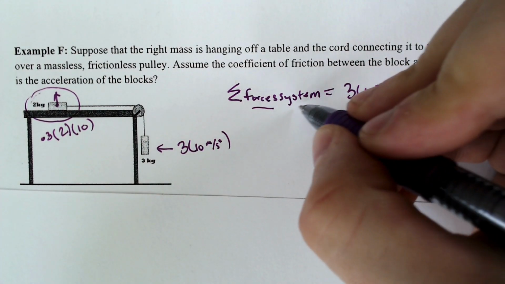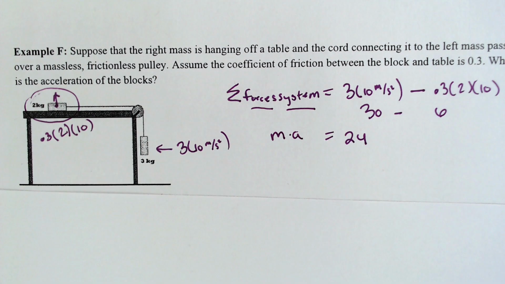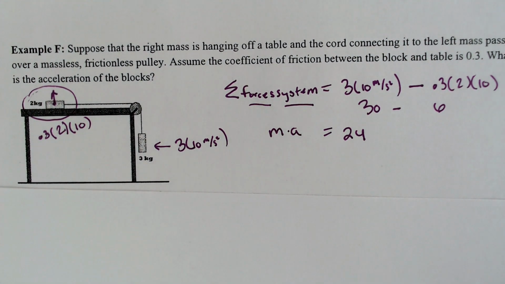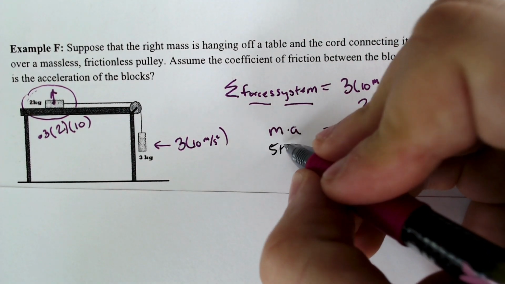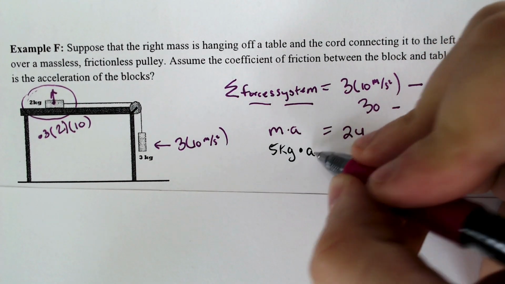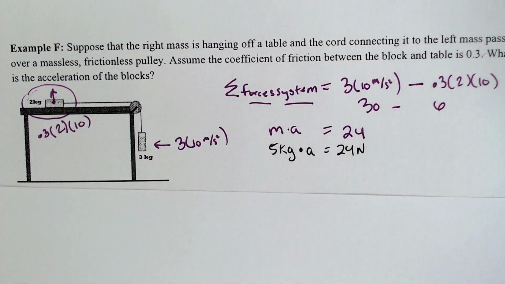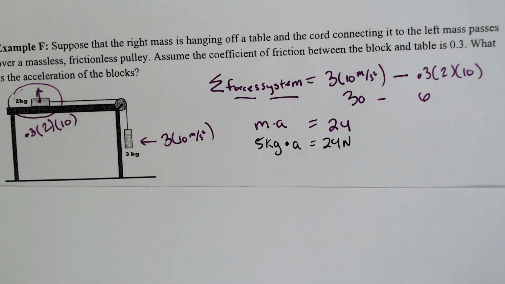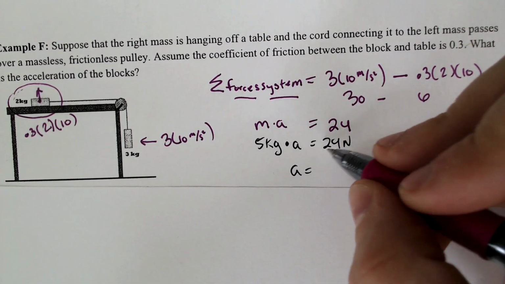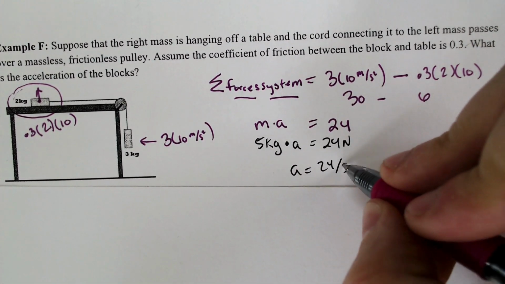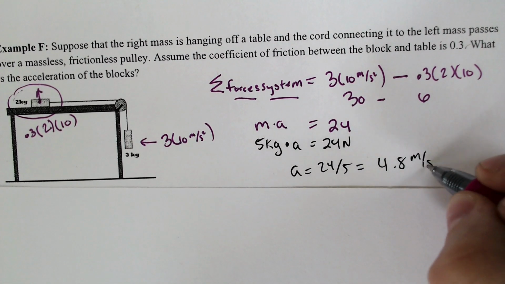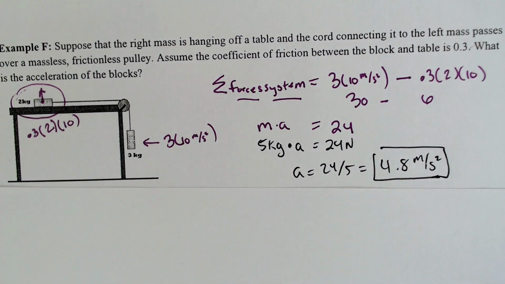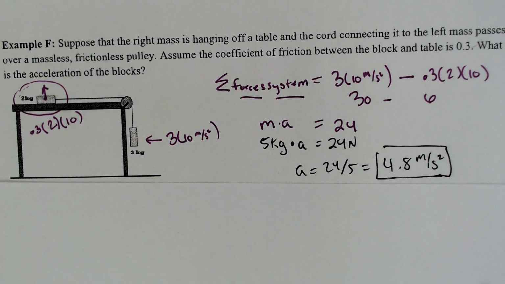Well, force of the system is equal to mass times acceleration. And what is the mass of the system? The sum of all forces, the mass of the system would be equal to 5 kilograms times its acceleration, equal to 24, technically newtons. And when you divide newtons by kilograms, you get acceleration. So acceleration would equal 24 divided by 5, which is 4.8 meters per second squared. Now, both of these blocks are moving at 4.8 meters per second squared. Not one, but both. Okay?